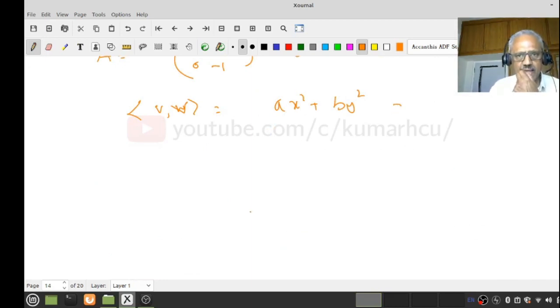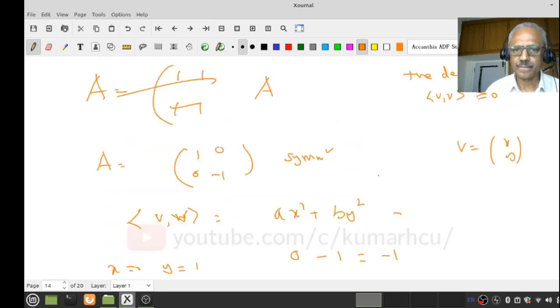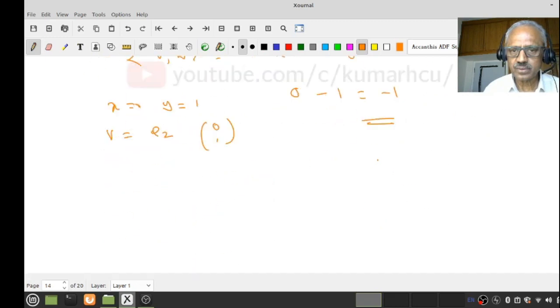Yeah? And now let us look at, for example, x equal to 0, y equal to 1, that is e2. My vector v is e2, that is 0, 1. What do I get? I'll get 0, and b is minus 1 and y squared is 1, therefore I get minus 1. Do you follow that? Right? Therefore, not all symmetric matrices will do.